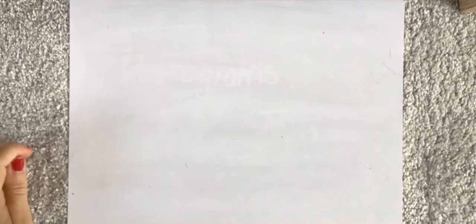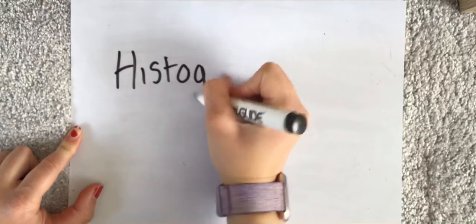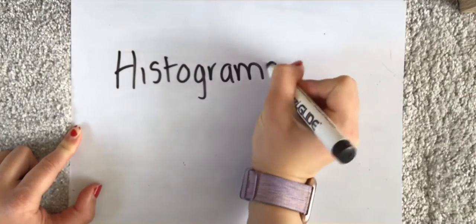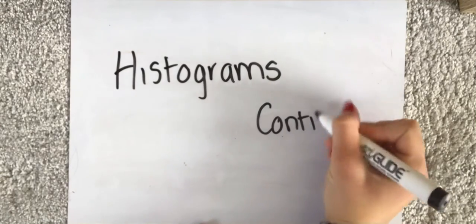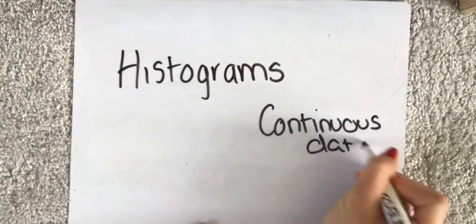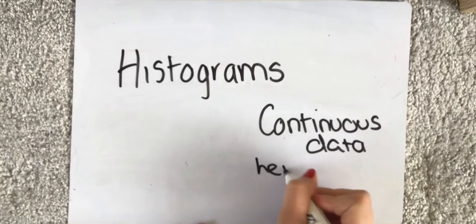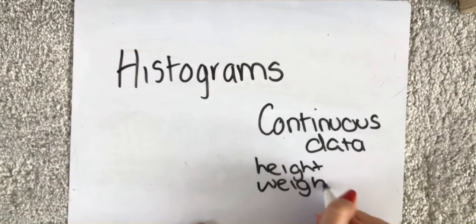Okay, so we're going to have a look at histograms. And histograms are a type of diagram. It's how we display different information, and it's how we display what we talk about as continuous data. Okay, so continuous data are things like height, weight, time, different things like that.